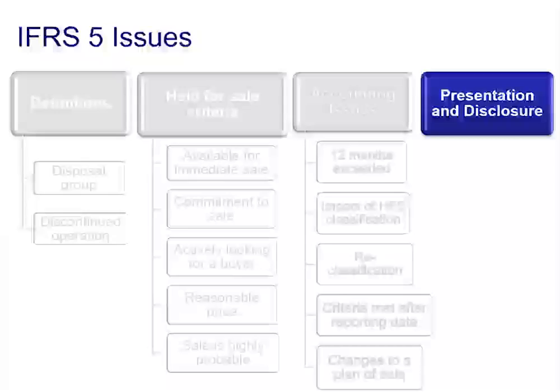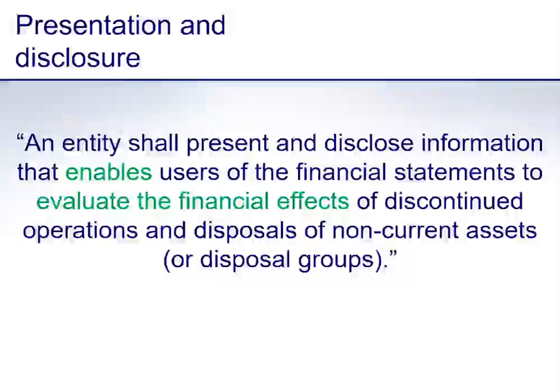That leads us to the final portion of the standard, which is the presentation and disclosure. Now, if you look at the presentation and disclosure section of IFRS 5, it starts off by saying, an entity shall present and disclose information that enables users of the financial statements to evaluate the financial effects of discontinued operations and disposals of non-current assets or disposal groups.